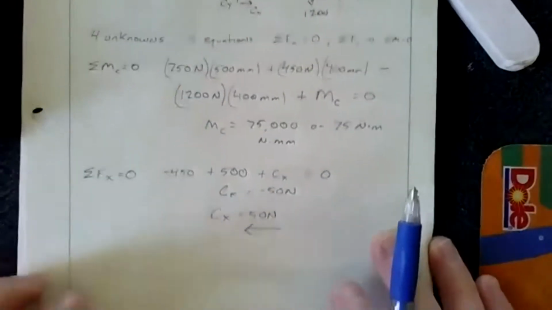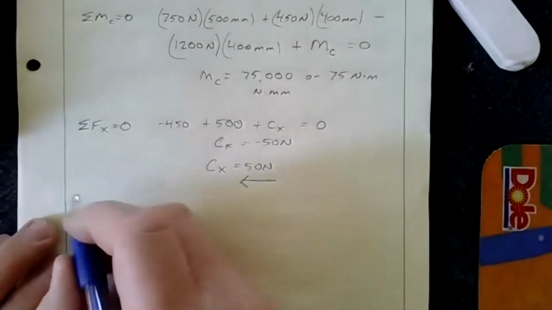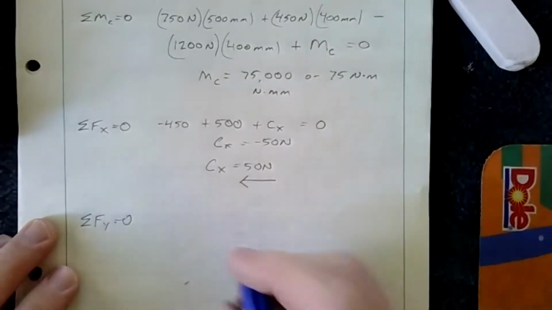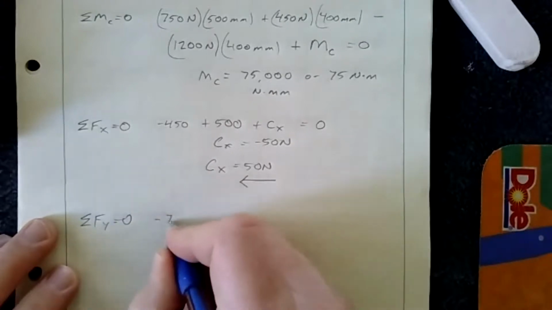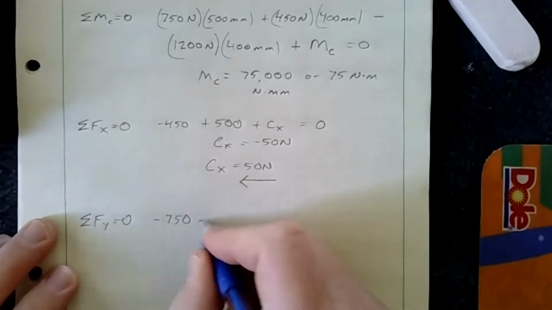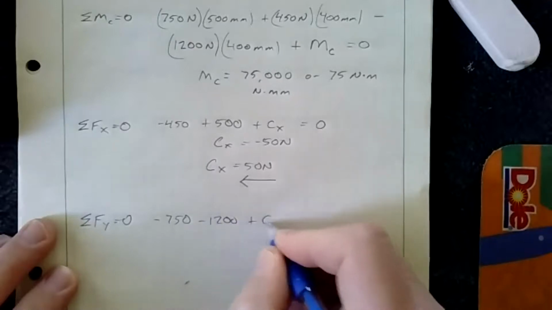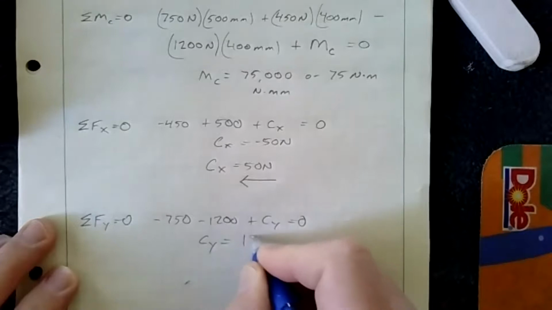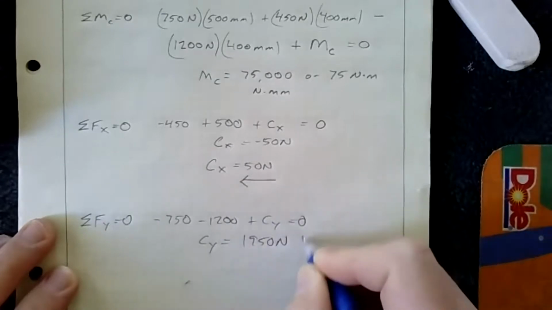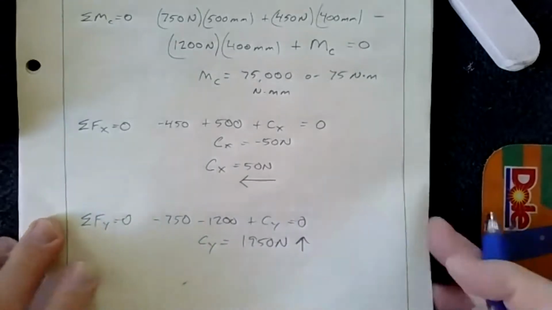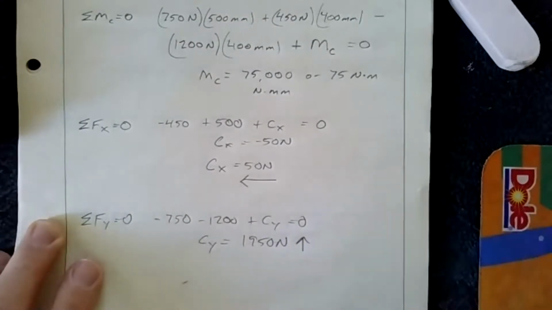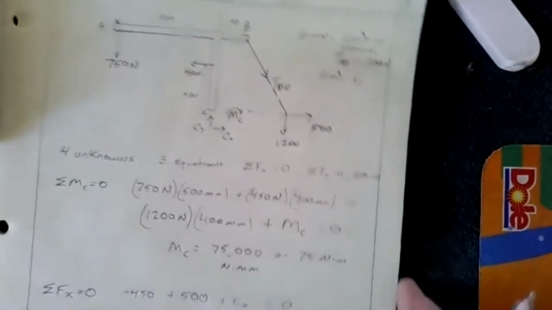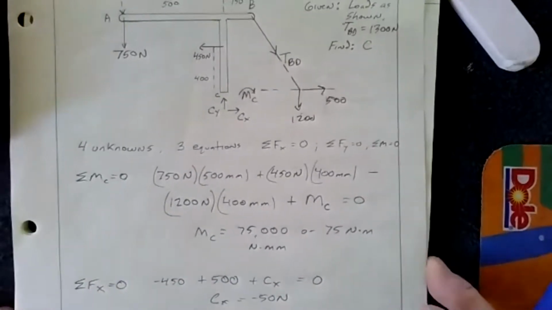And then the same thing for summing the forces in the y. So in that case, we have minus 750 minus 1200 plus Cy equals 0. Cy equals 1950 newtons, and it's going up as it's positive. So in that case, I did guess correctly. All right, so that's that problem. So hopefully there aren't any questions on that.